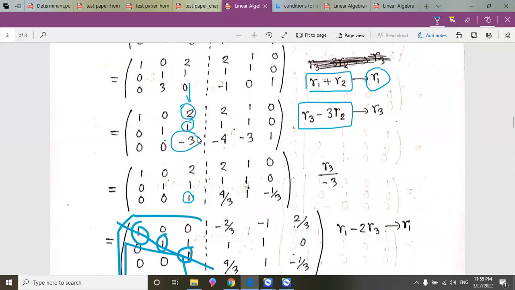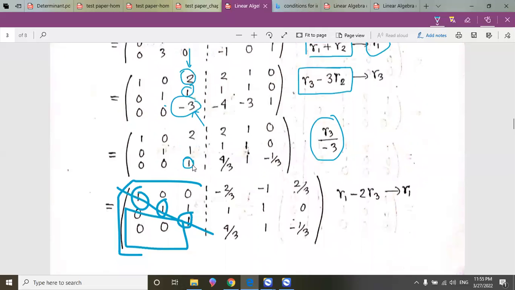So to make this minus 3 as 1, we just divide the third row by minus 3, okay? So then we get 1 here, okay? So this is what we wanted. Our first pivot point, second pivot point, and the third pivot point, okay?